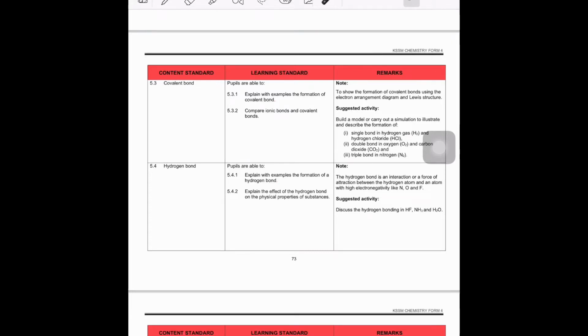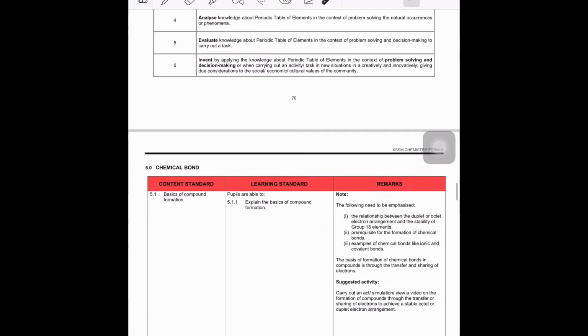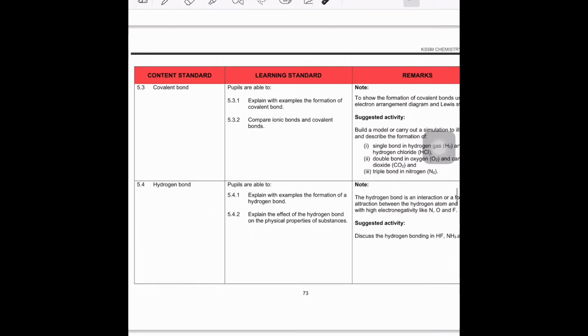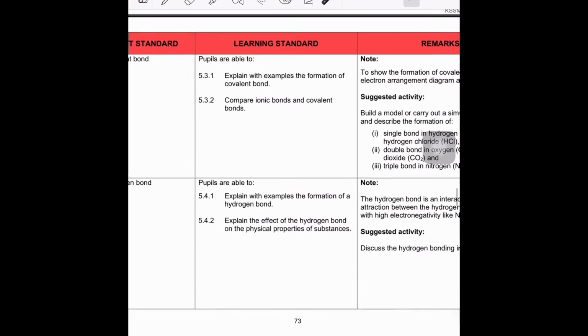Today we are going to enter subtopic 5.4, hydrogen bond. We are still in topic chemical bond, chapter 5 in Chemistry Form 4. The learning standard is 5.4.1: explain with examples the formation of a hydrogen bond. Contoh untuk pembentukan hydrogen bond. Explain the effect of the hydrogen bond on the physical properties of substances. Kesan hydrogen bond terhadap ciri-ciri atau sifat fizikal sesuatu bahan kimia.